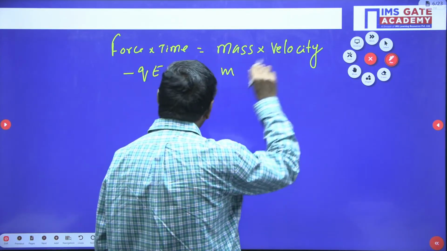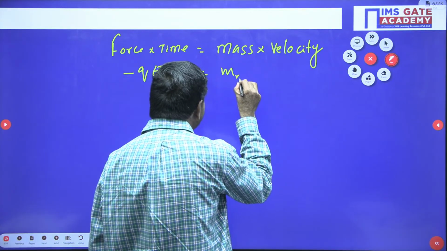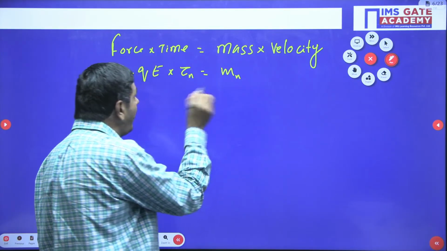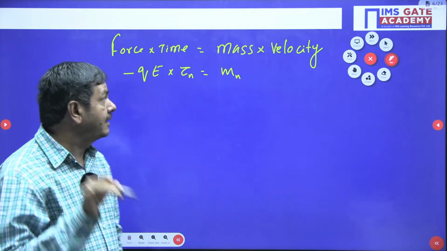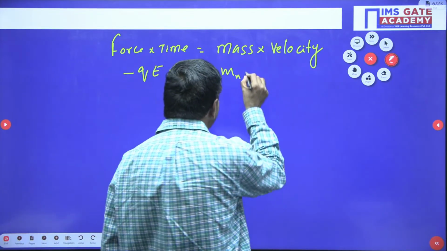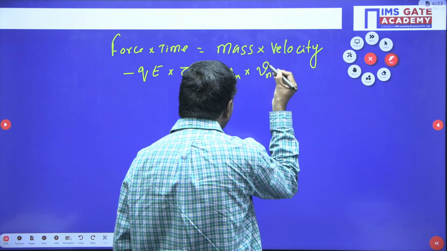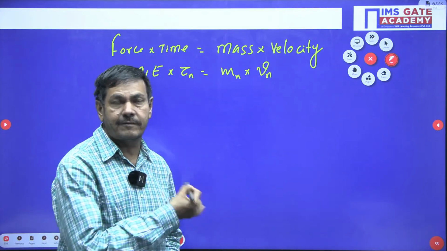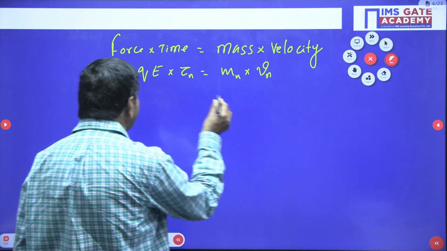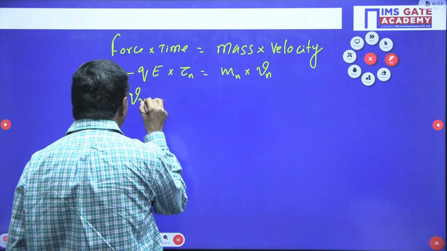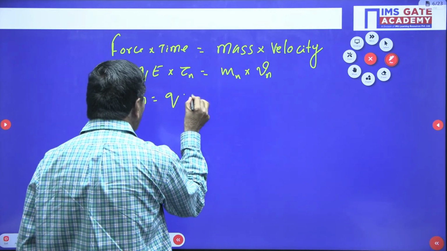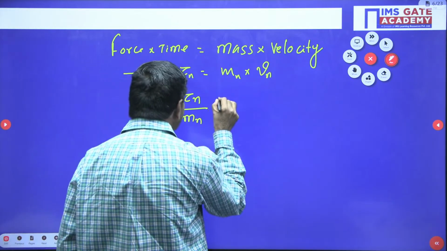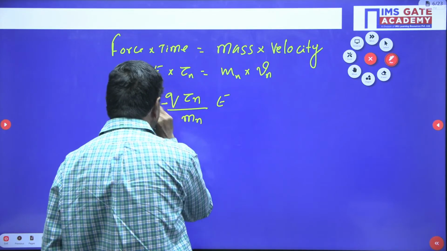Because it is a conductor, we take the mass of the electron, m suffix n, and the mean free time of the electron, tau n. Electron is indicated by n. Velocity I denote by the symbol v suffix n, the velocity of the electron, which is only the drift velocity. The value of Vn equals minus Q into tau n divided by m n, the mass of the electron, into the electric field intensity E, with the minus sign.